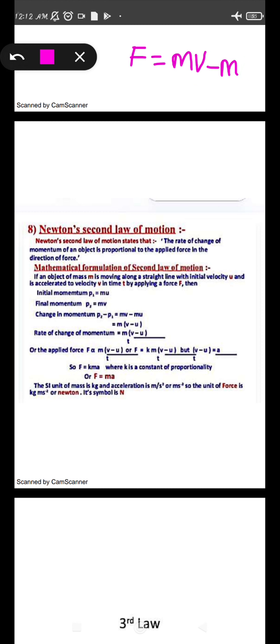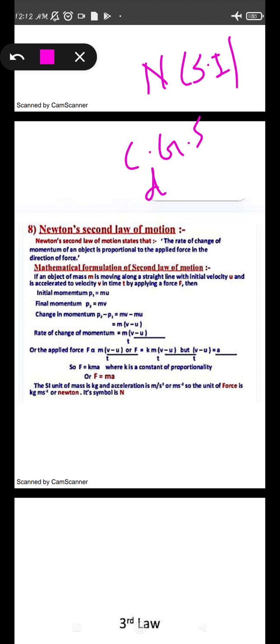And what is the unit for force? It is the Newton in the SI unit, given by the capital letter N. And force in the CGS unit is given by the dyne.